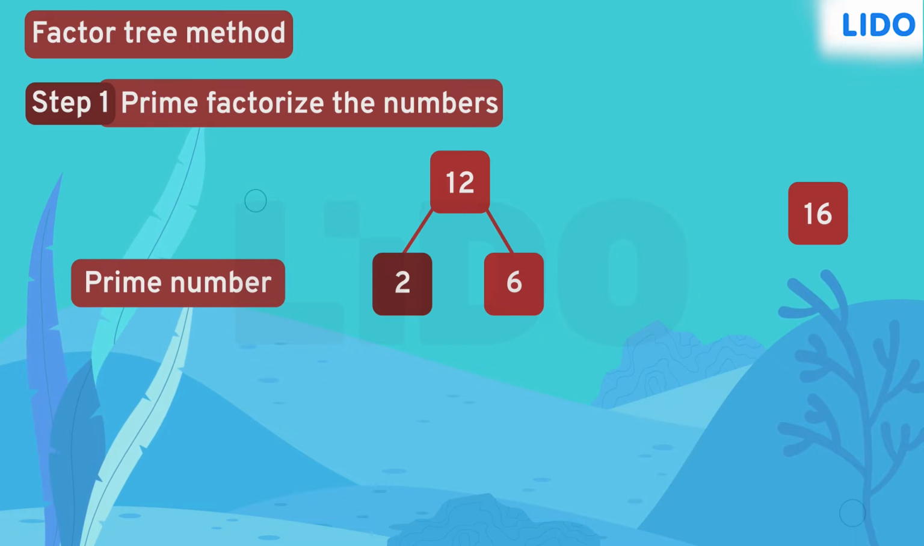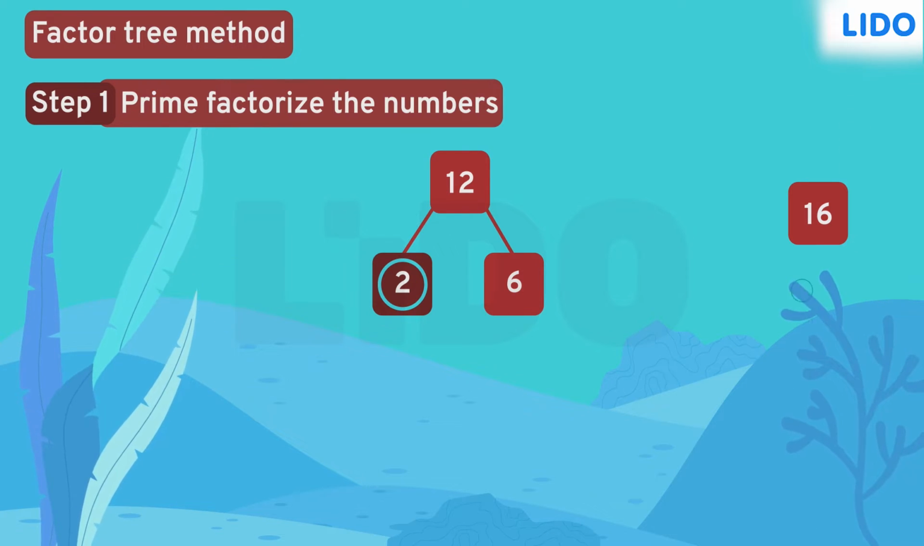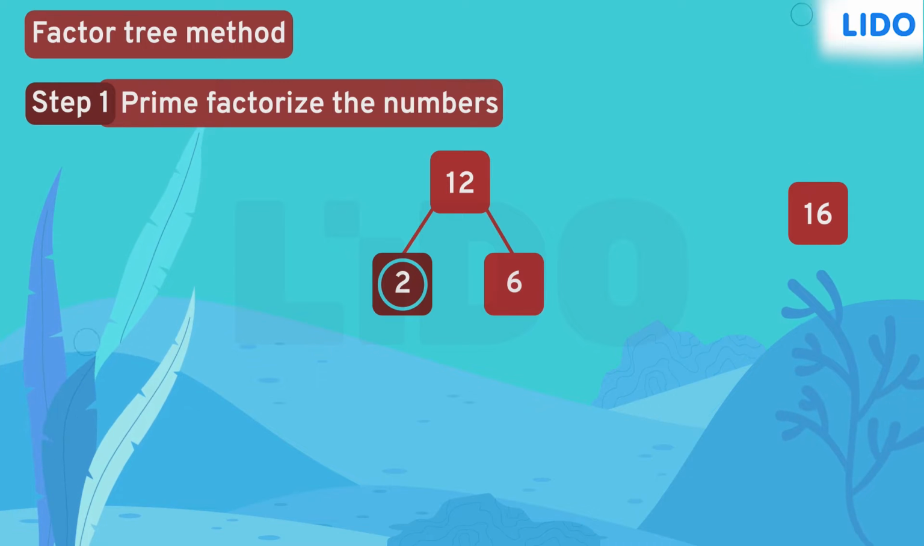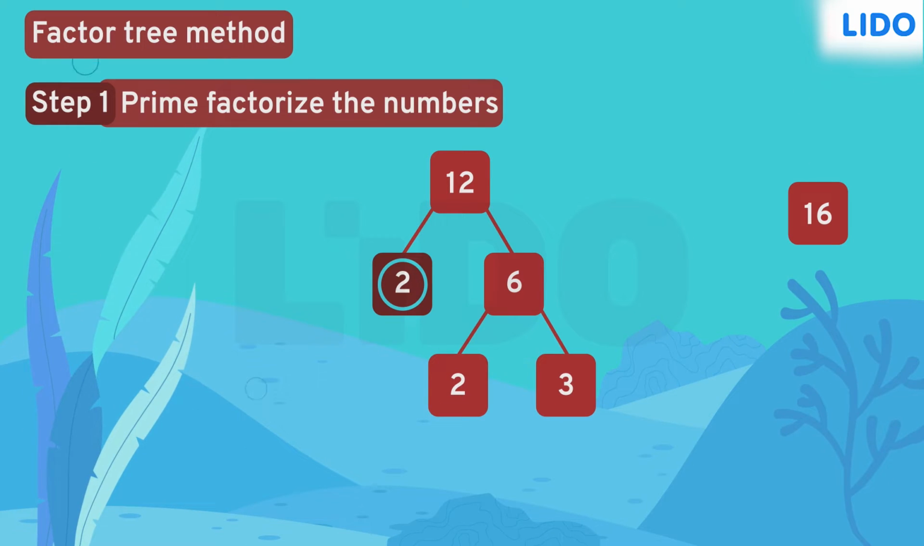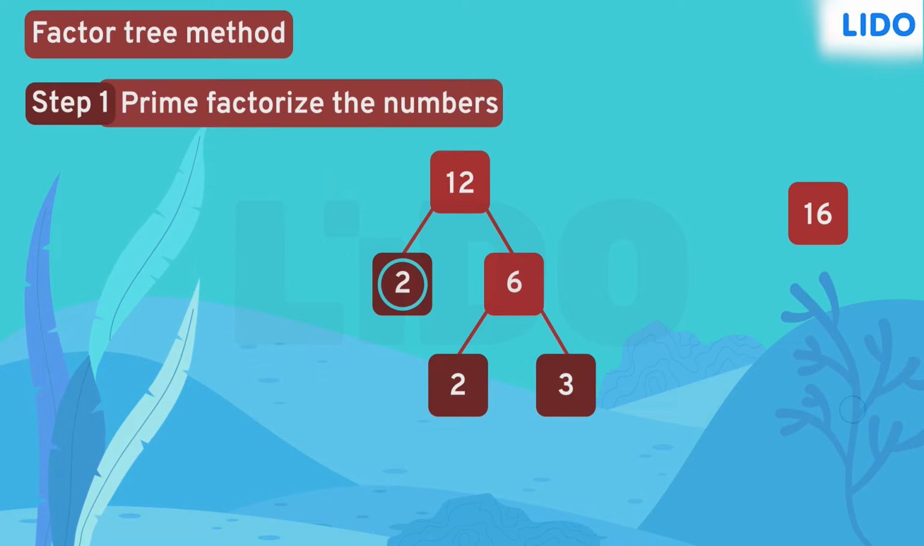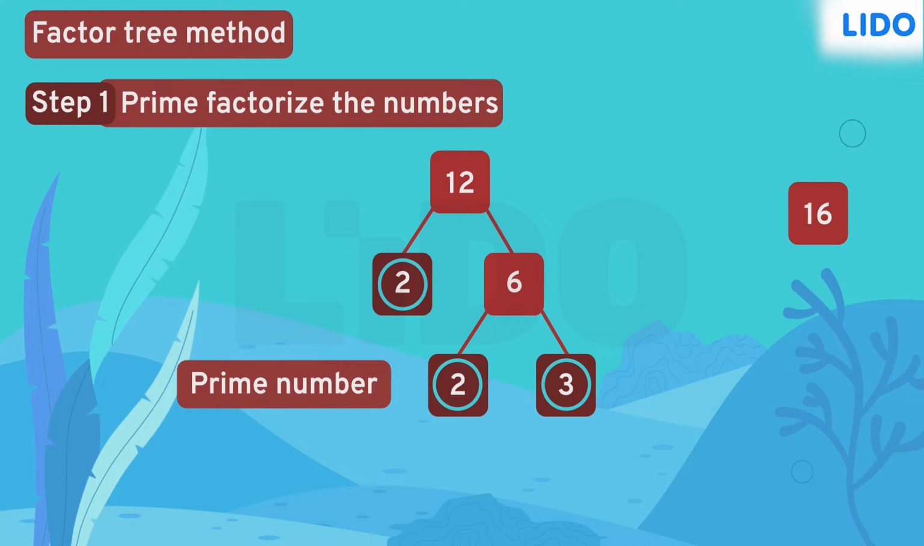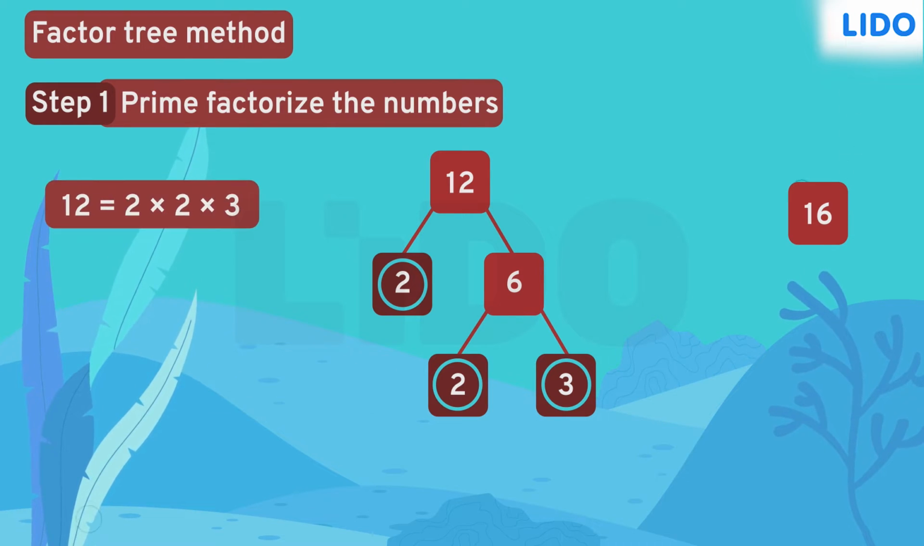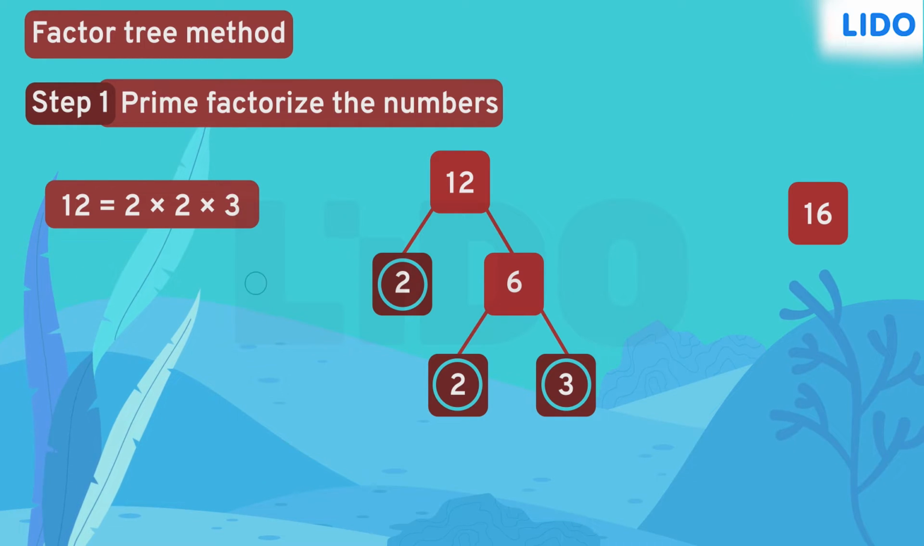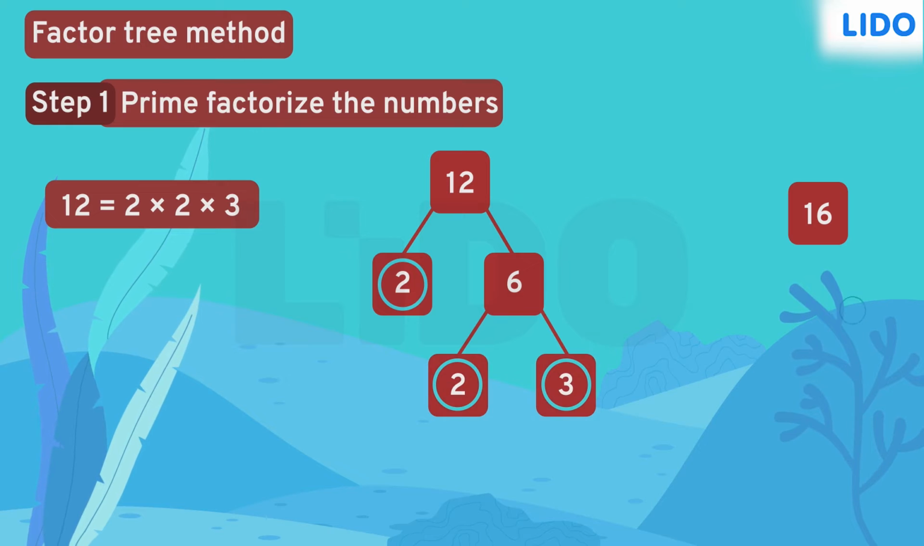2 is a prime number and cannot be split further, so circle it. 6 can be further factorized to 2 and 3. As 2 and 3 are prime numbers, we will circle them. So 12 is represented as the product of its prime factors as 2 into 2 into 3.